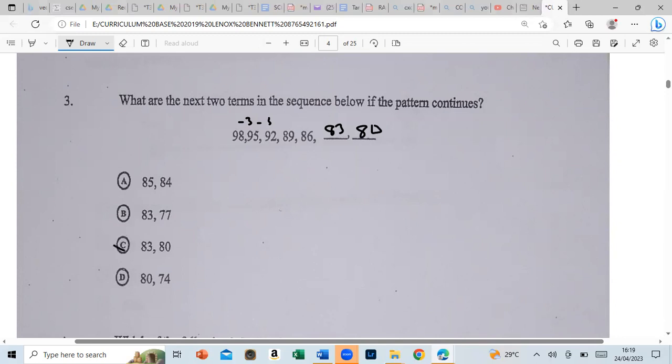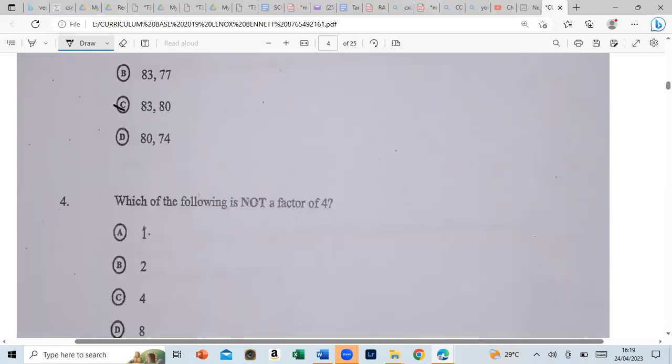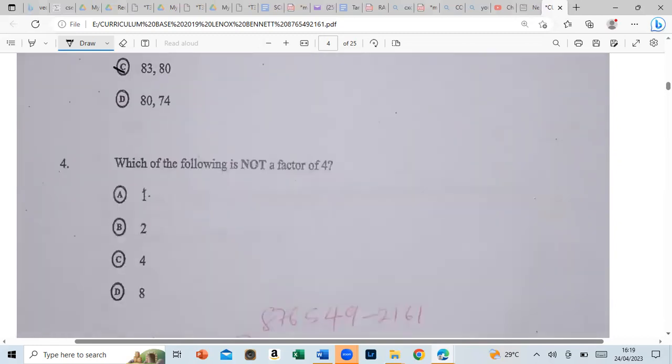Move on to number 4. Which of the following is not a factor of 4? We have 1, 2, 4, and 8. Now, 1 is a factor, 2 is a factor, 4 is a factor. However, 8 is not a factor, it's a multiple. So for number 4, that would be 8.